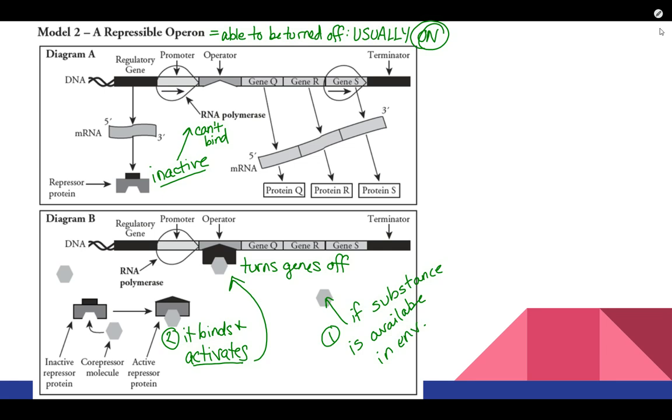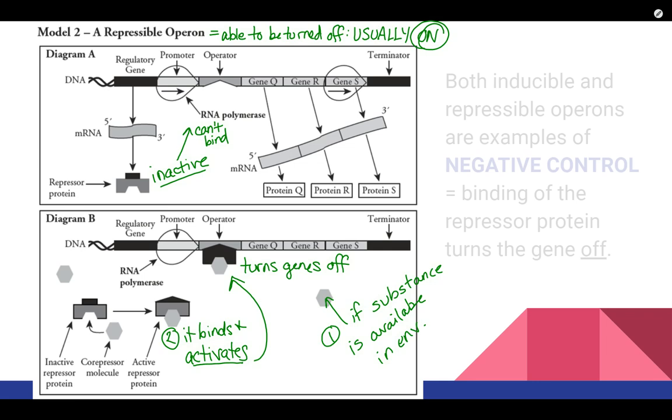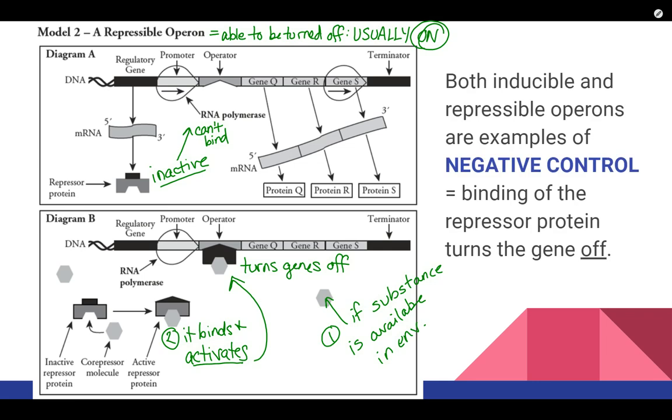So both Model 1 and Model 2, both inducible and repressible operons, are examples of what's called negative control. I think you need to add this in your notes somewhere. It's called negative control because when the protein bonds to the DNA, it has a negative effect on transcription. Whether that's how it normally is or not, when that repressor molecule bonds to the DNA, it always turns transcription off. That's why it's negative control.